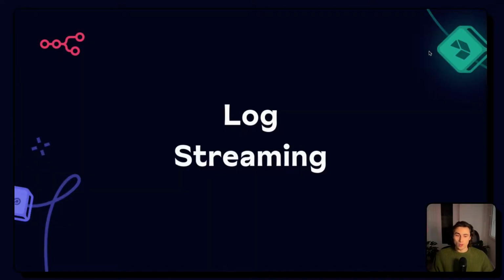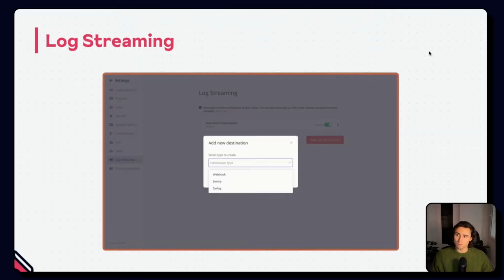Another very useful enterprise feature is log streaming. Log streaming allows you to send events from n8n to your own logging tools. This allows you to manage your n8n monitoring in your own alerting and logging processes.